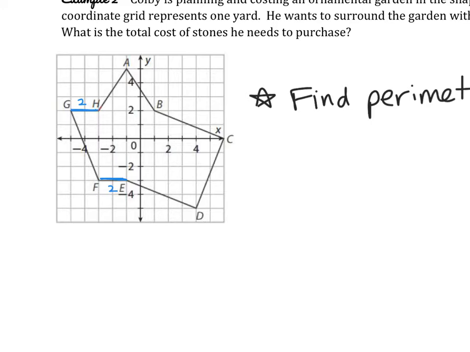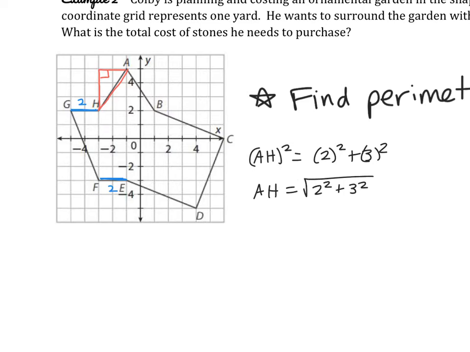So for example, to find the length of AH, we can make a right triangle that looks like this, and we could say, okay, AH squared equals a squared plus b squared. So this length is 2, and this length is 3. So 2 squared plus 3 squared. So AH is going to be the square root of 2 squared plus 3 squared. And for this, we are going to use our calculator to get a decimal approximation rounded to the nearest tenth. So for this one, we would get approximately 3.6 yards.